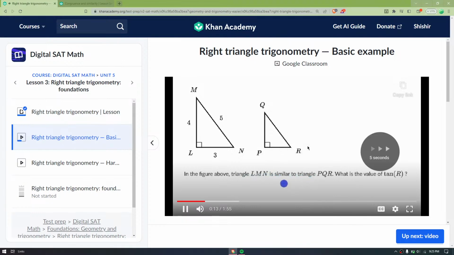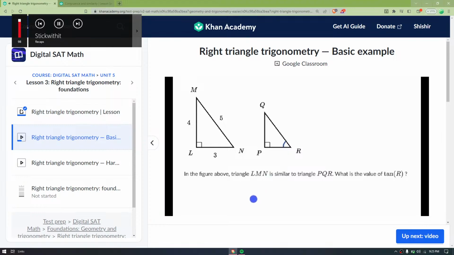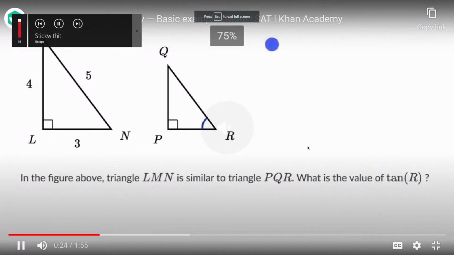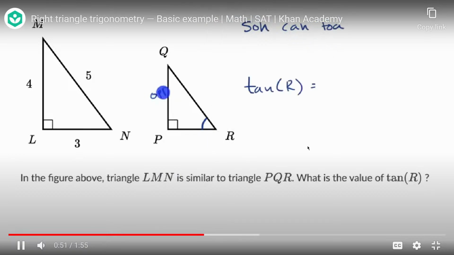Similar to try this out before we do this together. All right, we want to figure out the tangent of this angle right over here. Now, you might remember from basic trigonometry that tangent is opposite over adjacent. You might be familiar with SOHCAHTOA. If you aren't, I encourage you to review it.